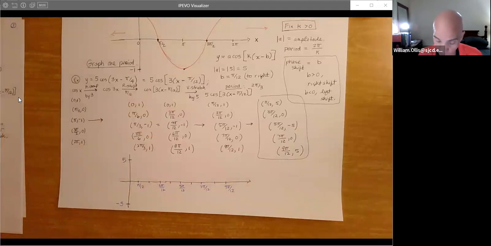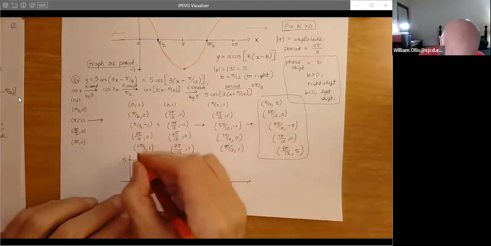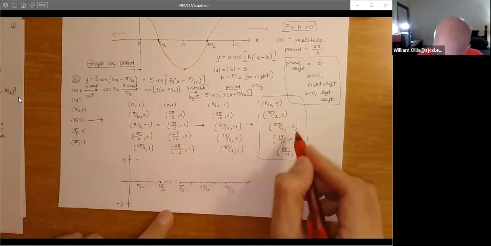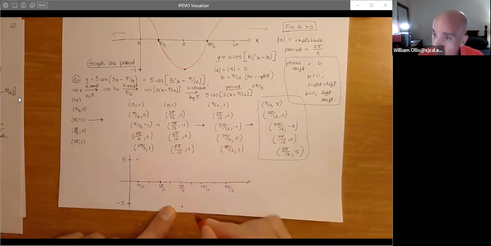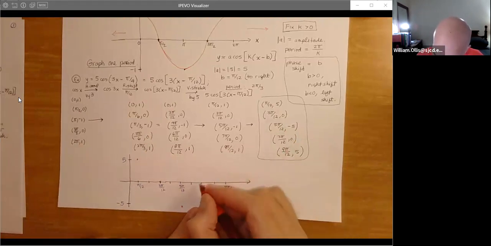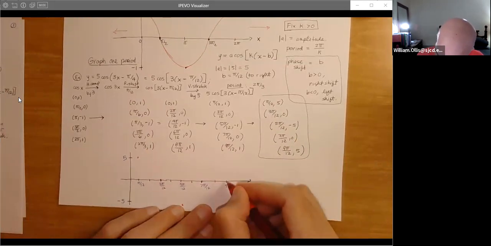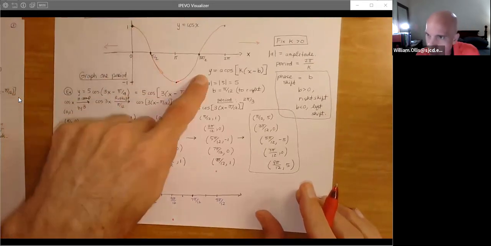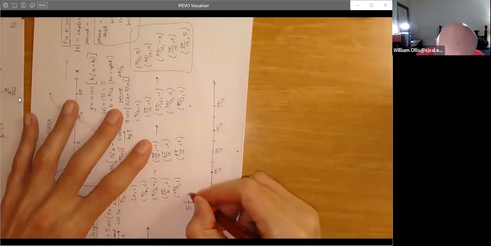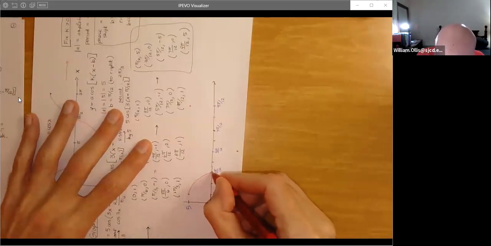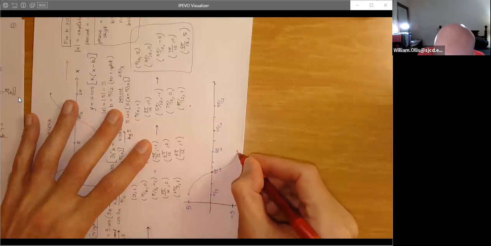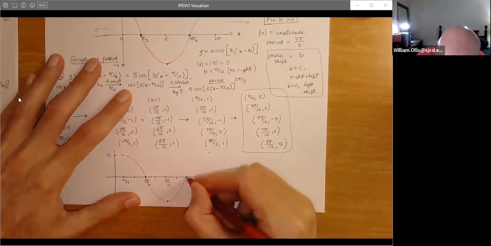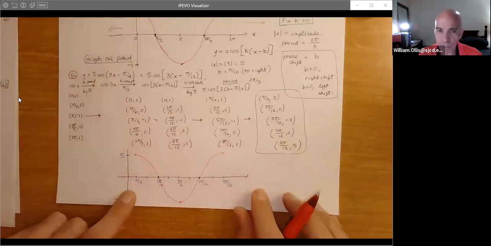So now you can take another color pen. So pi over 12, 5 would go right there, and then the 0, and then 5 pi over 12, negative 5. Again, this is not Rembrandt, it's just a reasonable depiction. 7 pi over 12, 0, and then 9 pi over 12, 5. And so now we can just connect this, again, using the shape here. We didn't invert anything, so now we'll just go ahead and fill it in. And here's one complete period.